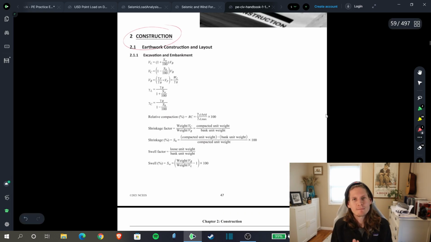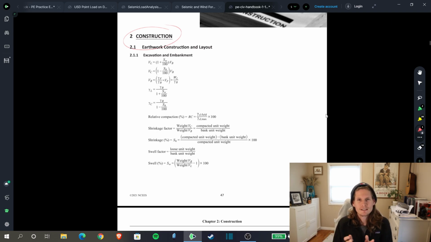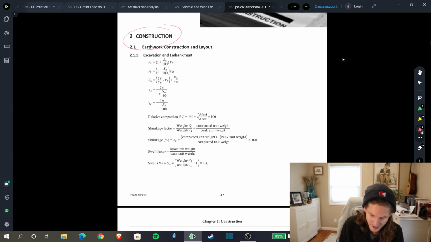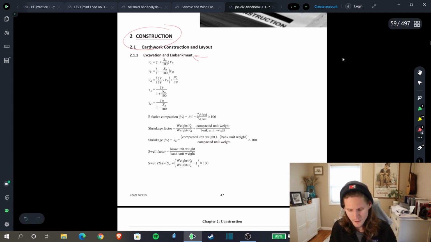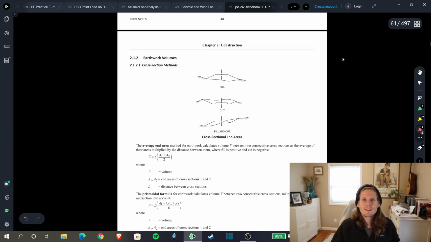Chapter 2, we get into construction. So now from the chapters moving forward, it breaks apart into the different disciplines of civil engineering. That doesn't mean that you can just slash out every single one that doesn't pertain to you. You will want to be using bits of info in every single one of these in order to answer your AM questions. Right off the bat, we have excavation and embankment, which I think is really important. Study this section.